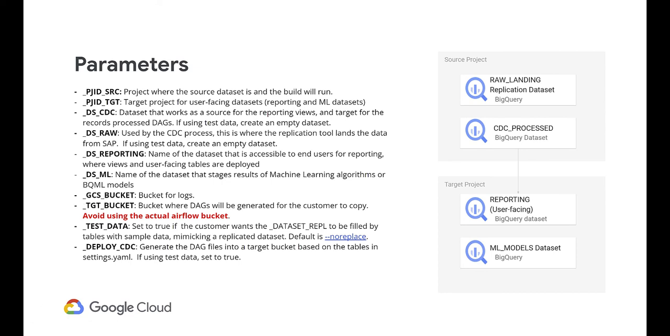The reporting dataset is where the user-facing models will be. The machine learning dataset will have the BigQuery views that run BigQML. If these datasets do not exist, the deployment tool will create them for you with the name you specify here. Finally, we have the GCS bucket for logs coming from the Cloud Build process and another bucket where the scripts for the DAX will be downloaded.